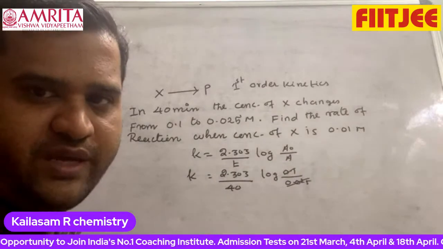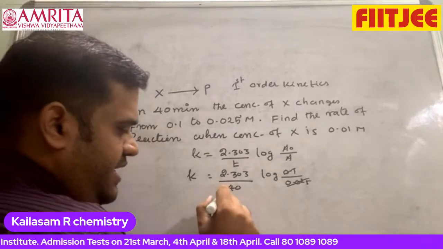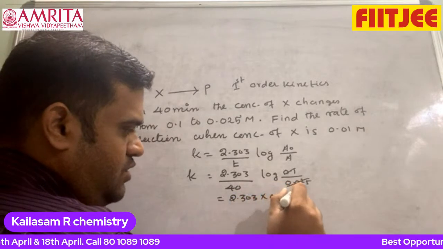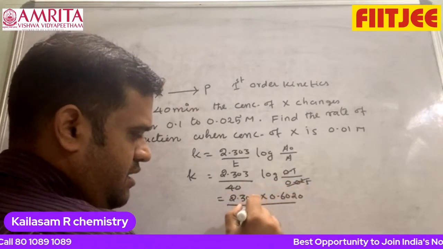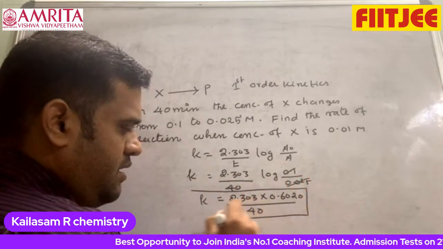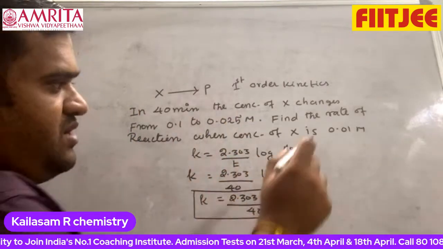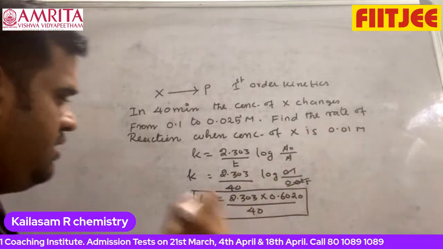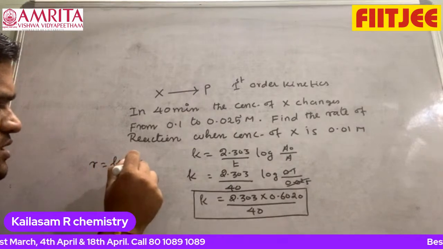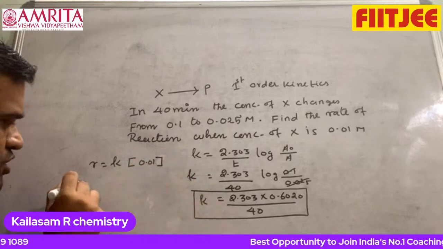What is the log 4 value? We can take it as 0.6020. That means K equals 2.303 into 0.6020 by 40. Now what is the question asking? What is the rate of reaction if the concentration of X is 0.01 molar? Rate is equal to K times concentration, which is 0.01.